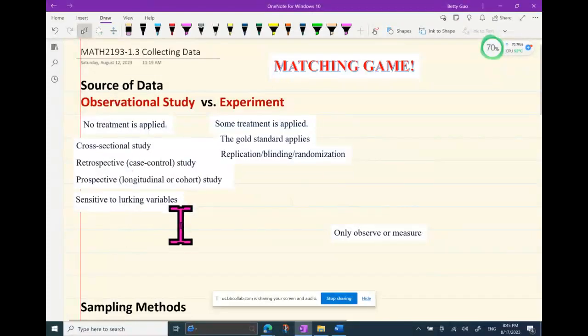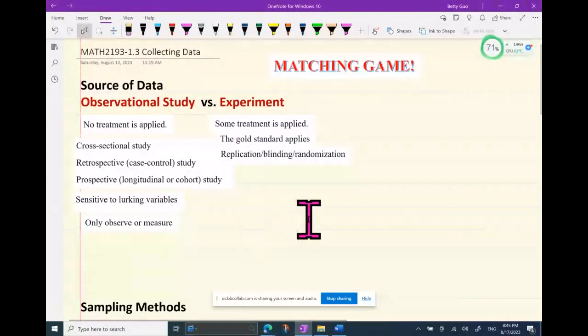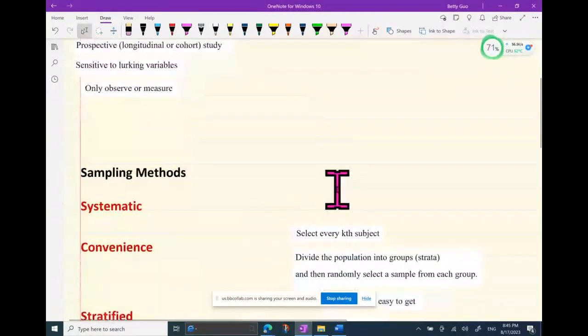Even observational studies are sensitive to lurking variables. And which one only observes or measures, with no treatment? This one, right? Okay, next topic. We're going to hurry up.